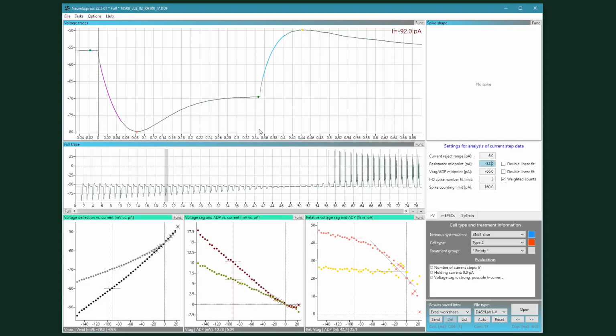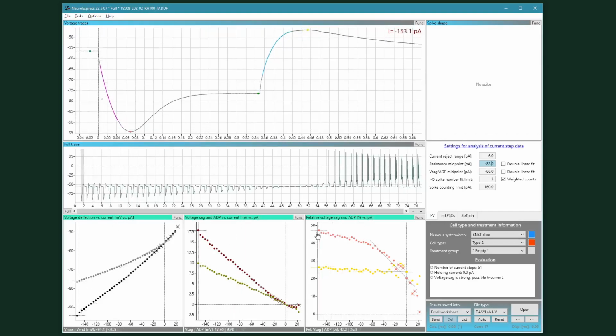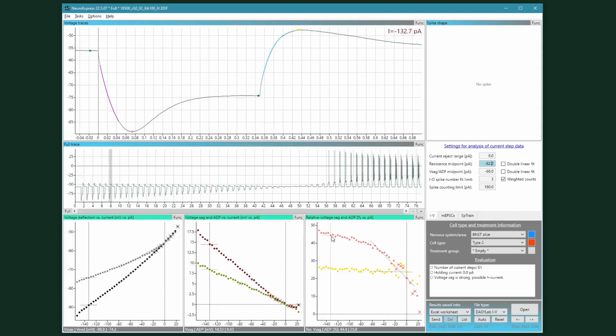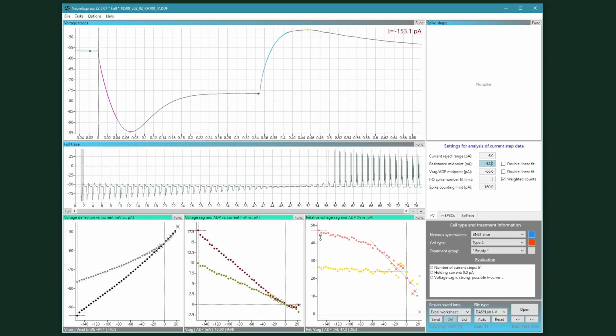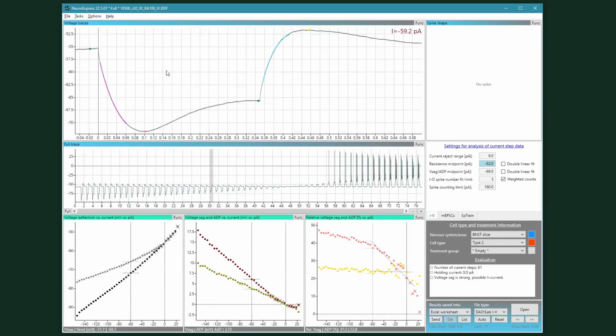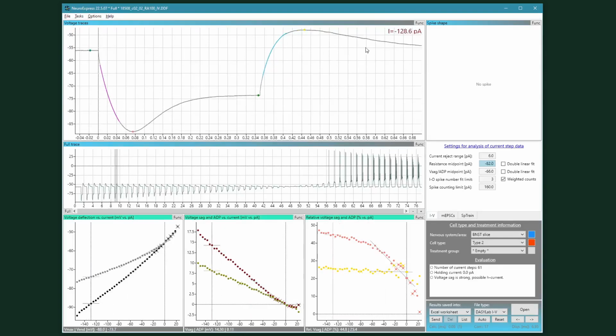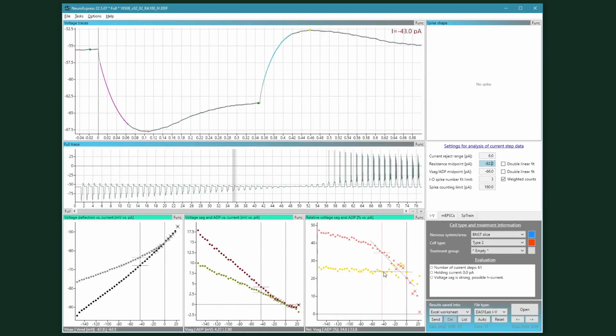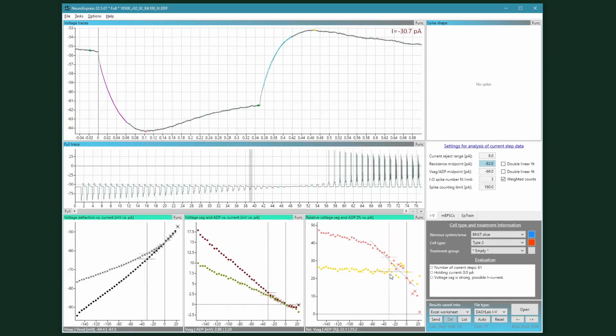So basically we are dividing the voltage sag by this delta V, and that ratio will be expressed in percent. In this particular example, the relative voltage sag, or sag index, is extremely high, more than 40%. The after depolarization can also be expressed as a percentage. So basically we are dividing the ADP by the maximum voltage deflection, and that's what we display on this plot.